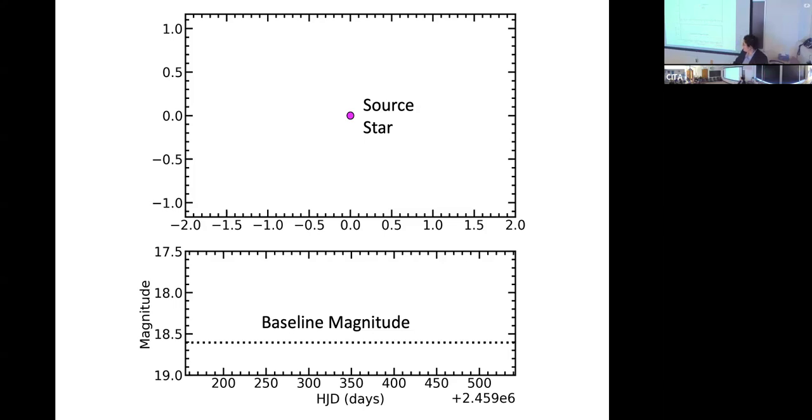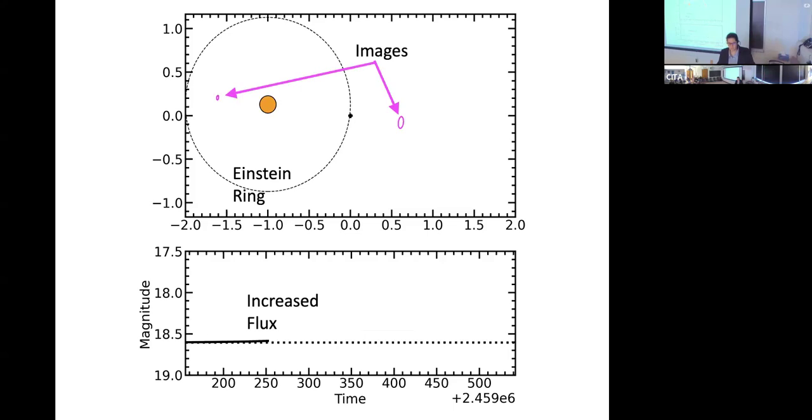Now let's suppose that we put a star between us and the source star somewhere. This is going to be the lens star. It's just some other star. And what that lens star does is it splits the light from the source star into two separate images, which are shown in magenta here. And the total area of those images is larger than the area of the source star, which means that you measure a slight increase in the flux, shown in the bottom panel, from this lensing effect.